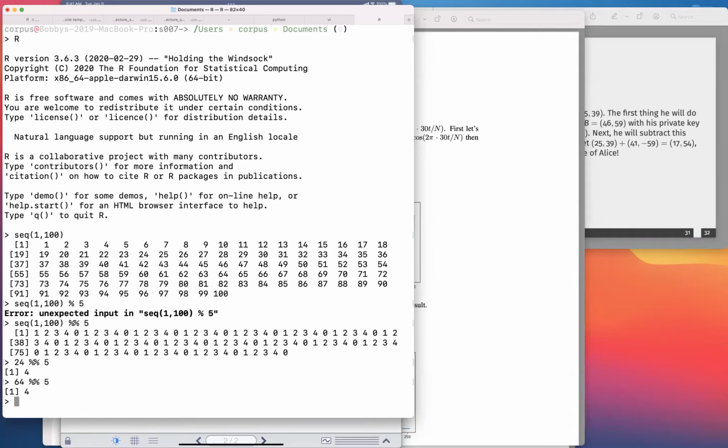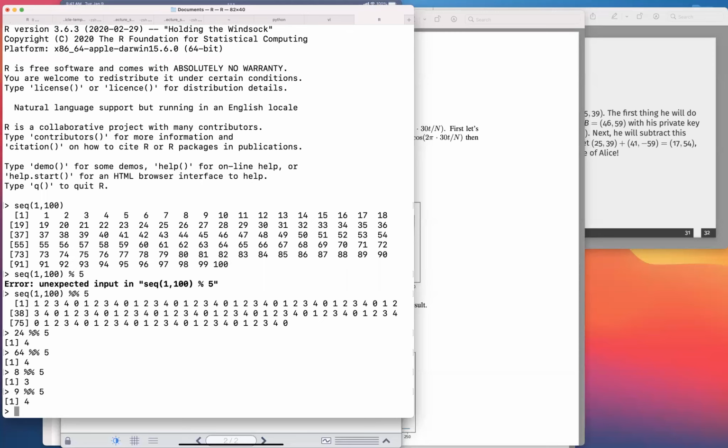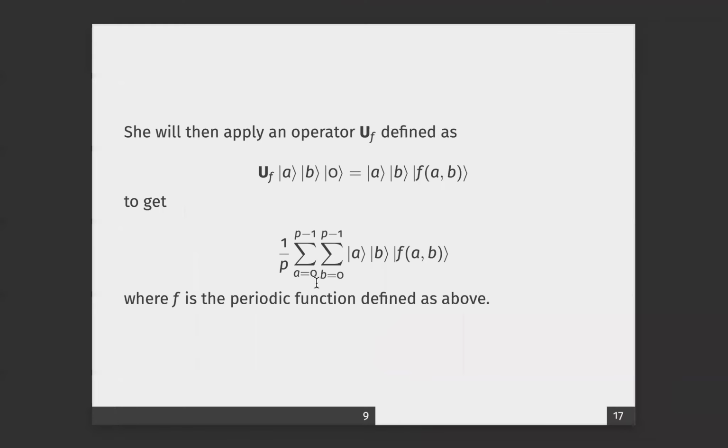5 will give you 4. Sorry, 9% 5 will give you 4. Okay, so if you measured the output to be 4, then you expect that the input is a superposition of all these numbers: 24, 64, 8, 9, and many more. Okay, so that's what would happen to your input register.